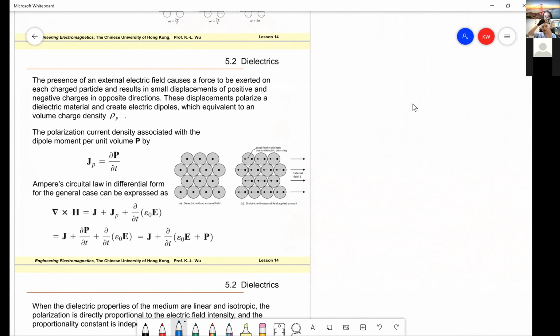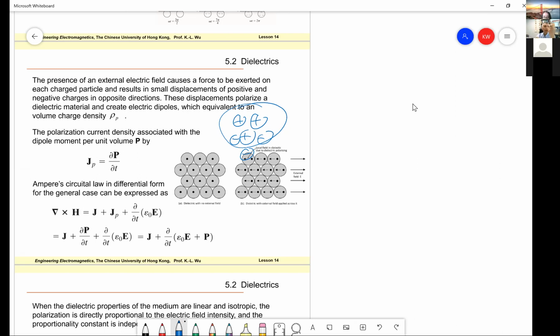Okay, so those form dipoles. I collect all these together. Because I have so many of them, I collect them in a certain volume, even though you see I have minus, minus, minus. If I look at a certain volume, you always have a net charge. This net charge is positive or negative.